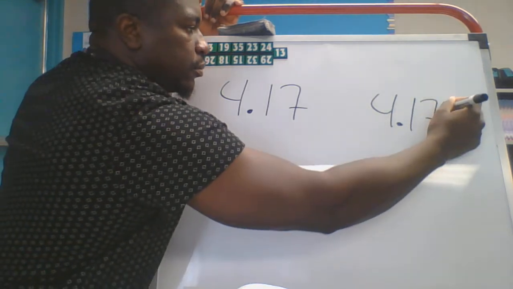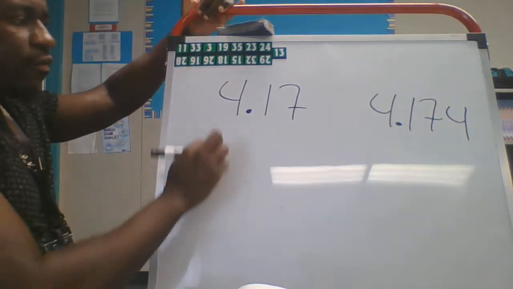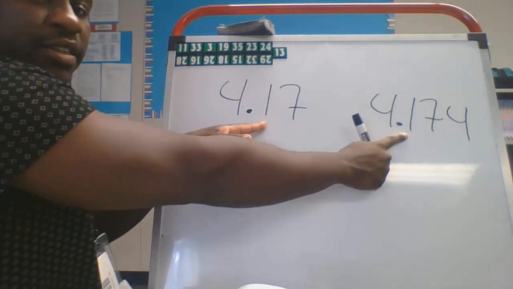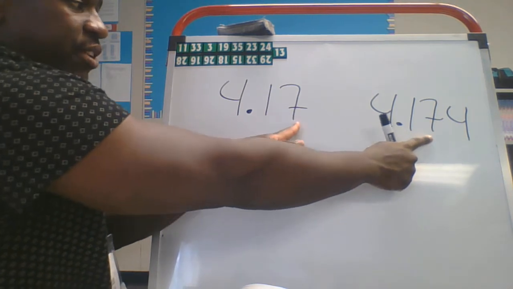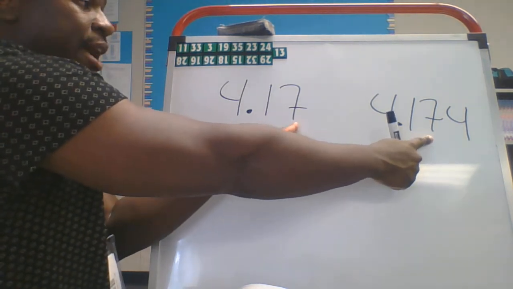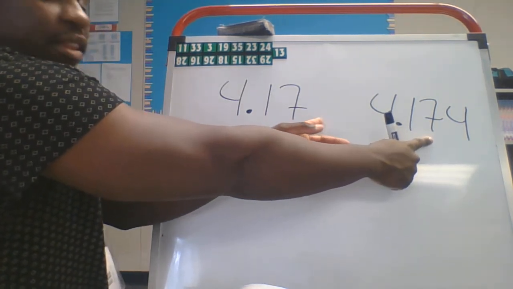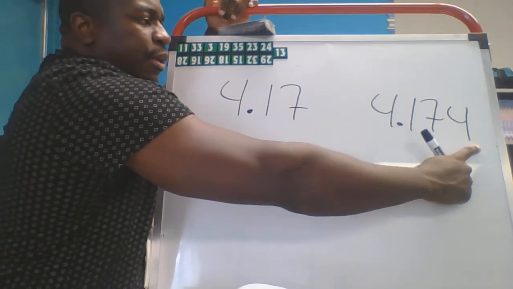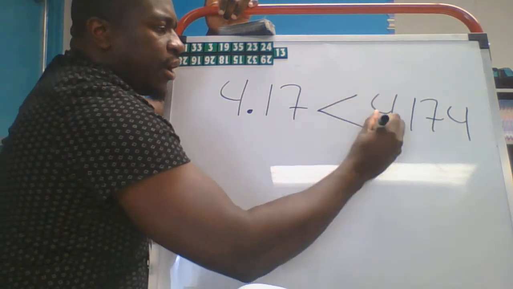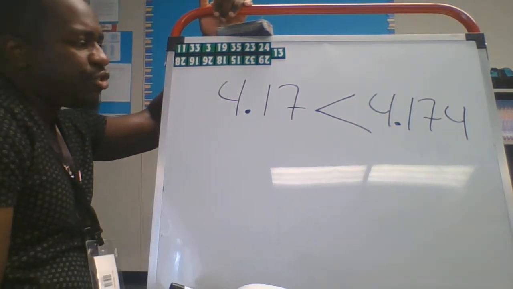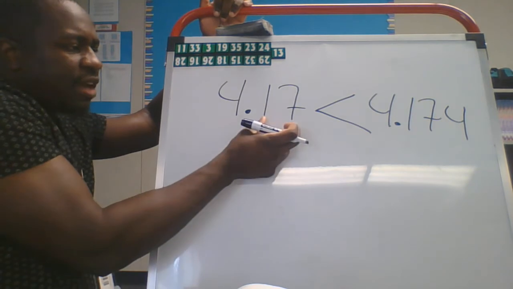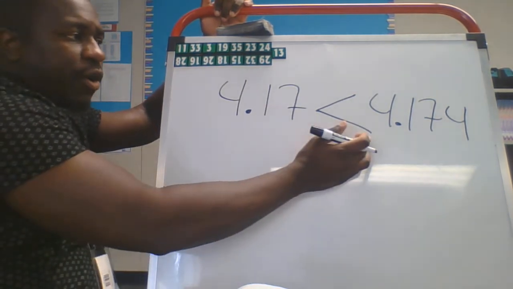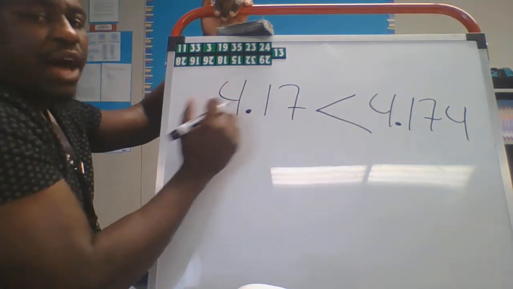Okay, so 4, 4, same. Okay, so let's check the next number. 1 and 1, same, no difference. 7 and 7, same, no difference, so we still don't know yet. Okay, next number, there's nothing there, so it's effectively 0. Here is a 4. That means this is greater. This means that the mouth of the alligator is going to want to go to the side where the number is greater. So 4 and 170 thousandths is smaller than 4 and 174 thousandths.